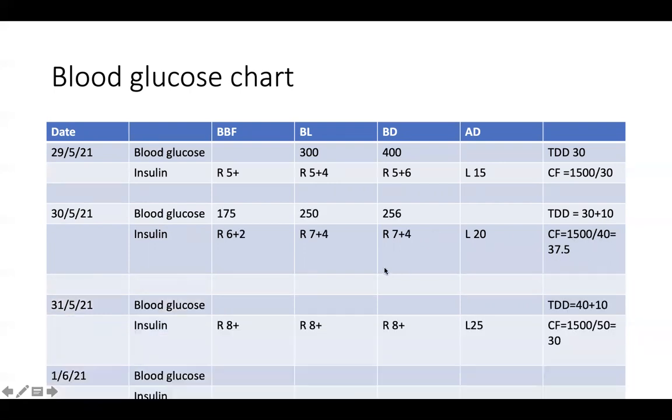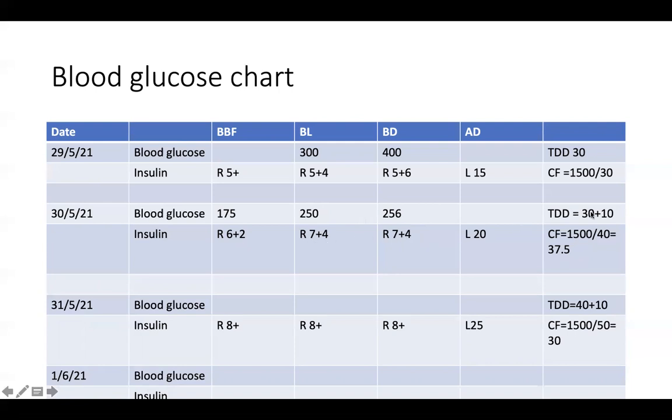On the second day, let's say in the morning it was 175. So you will apply the correction factor: 175 minus 100 divided by 37.5, so plus 2 out here. So the patient will get 8 units. Before lunch, let's say it was 250. Then again, 250 minus 100 is 150, divided by the correction factor, 4 units. So 7 plus 4, 11 units. Similarly, before dinner, it's 256. Roughly again comes out to be 4 units, rounded off to 4 units.